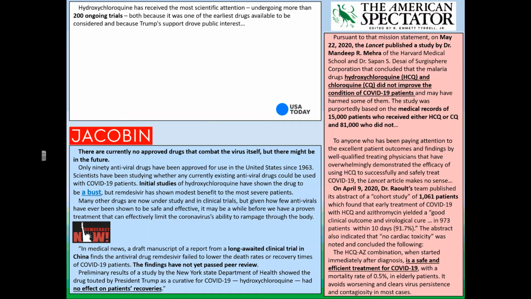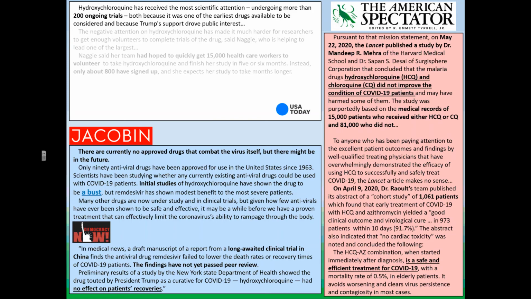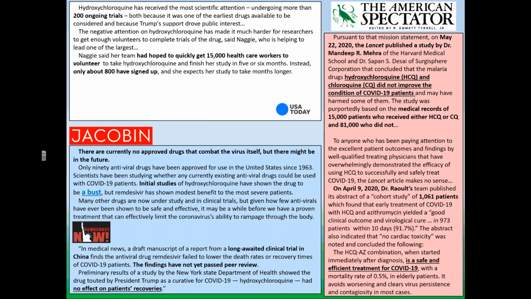Here in USA Today, let's talk about how it discusses hydroxychloroquine, but not trying to force you to take a side or take an opinion. It says hydroxychloroquine has received the most scientific attention, undergoing more than 200 ongoing trials. So it's talking about how the trials are still ongoing. Then it talks about negative attention: they had hoped to get a lot of volunteers, but now they only have 800 signed up, so the study will take months longer. So the study has not been done. A lot of these trials have not actually reached conclusions yet.